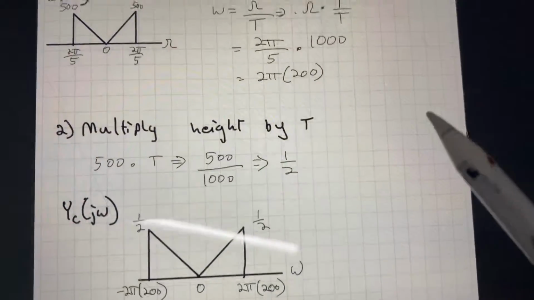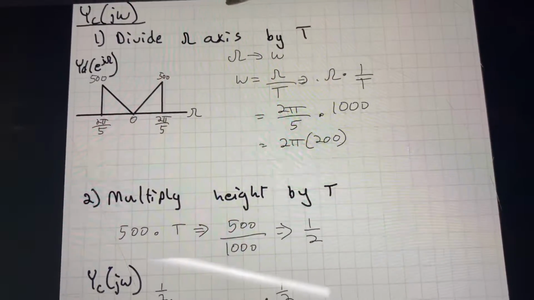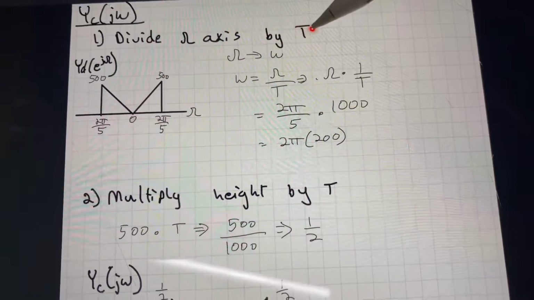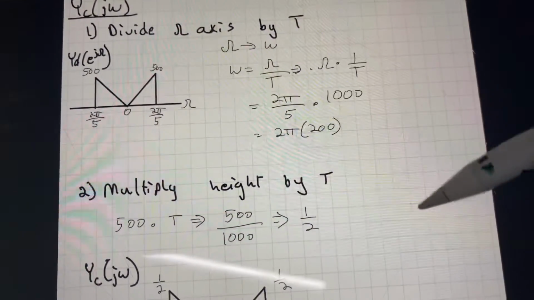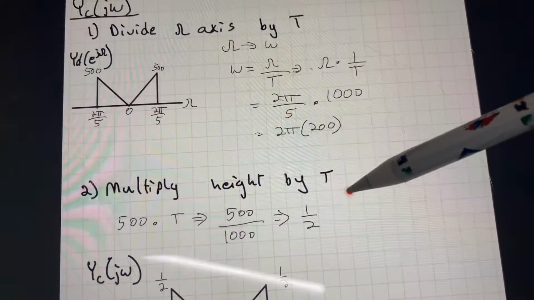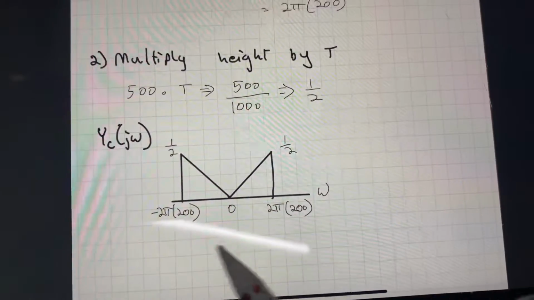Now for y sub c, all we're doing is returning back to the original. Like I said before, all we're going to be doing is dividing our axis by T to get our new axis, and for our height we are also going to multiply our height by T to get our new height. So then when we sketch it out, we have our new sketch right here.